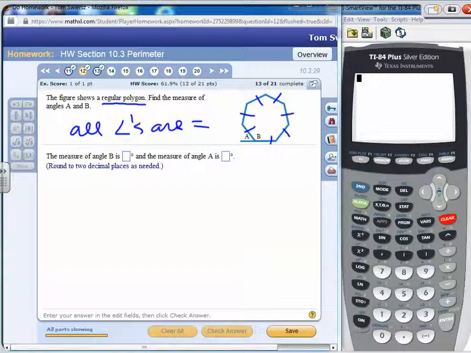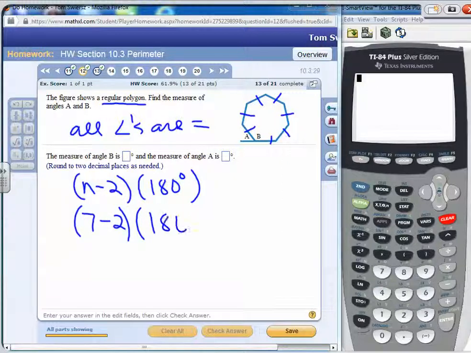Okay, now the measure of the interior angles of a heptagon, seven-sided figure, well, any polygon, is the number of sides minus 2 times 180. So this figure has 7 sides, so 7 minus 2 times 180. 7 minus 2 we know is 5. 5 times 180 degrees is equal to 900.